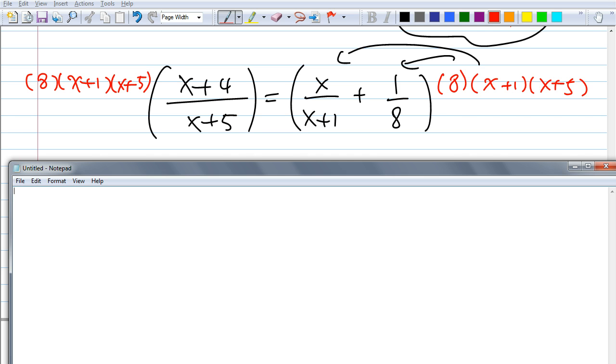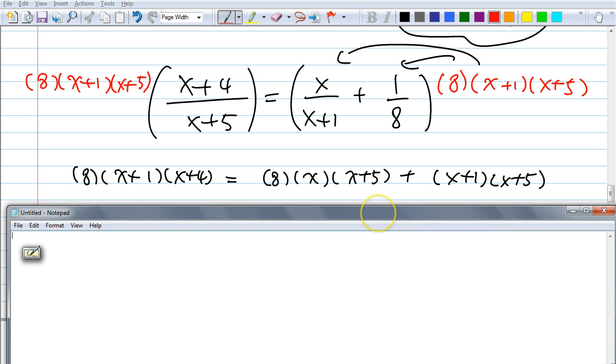Okay, so as you look at this, it'll be what you need. When I multiply both sides by the LCD, the left side, the x plus 5 cancel out. On the right side, you gotta distribute this, so you get x plus 1 cancel out with x plus 1, 8 cancel out with x. So you simply get 8 times x plus 1 times x plus 4 on the left equals 8 times x plus 5 plus x plus 1 times x plus 5. Any questions so far? Then, of course, we gotta simplify this whole thing.